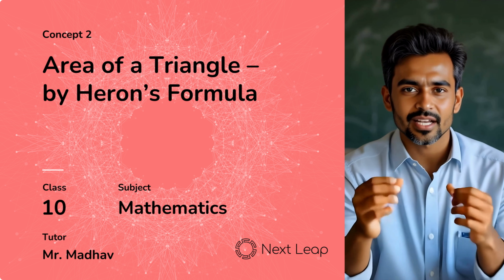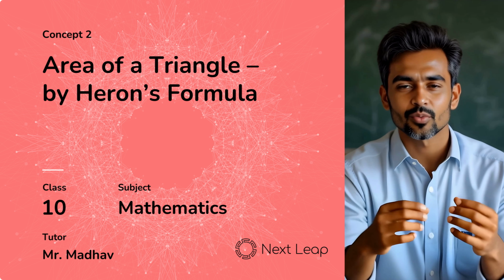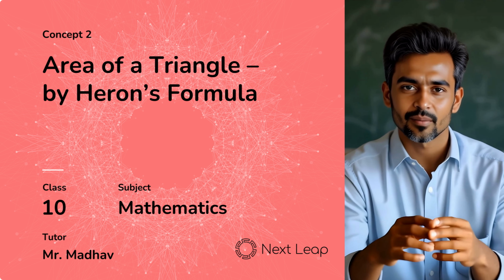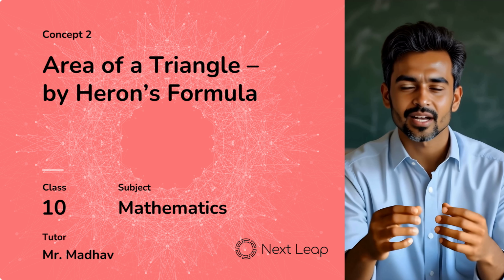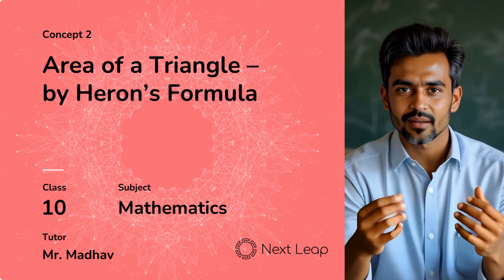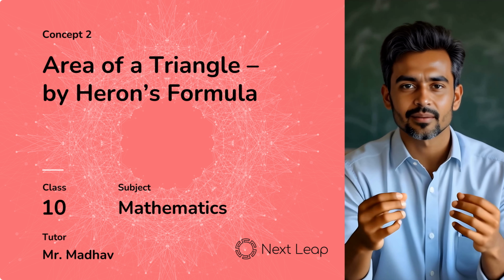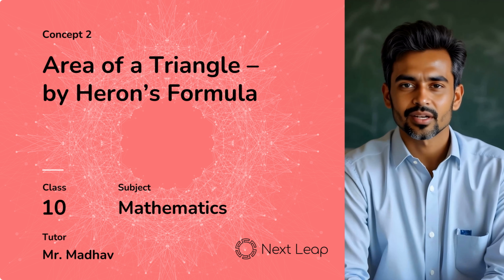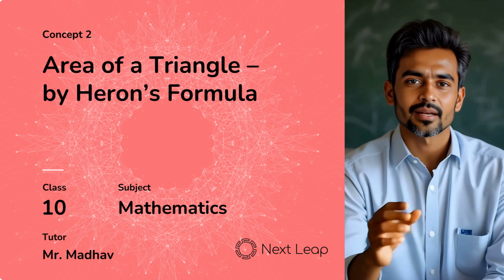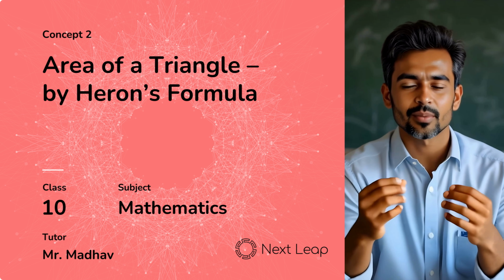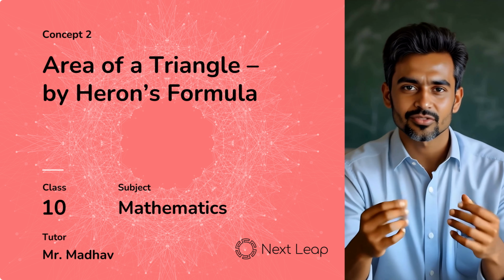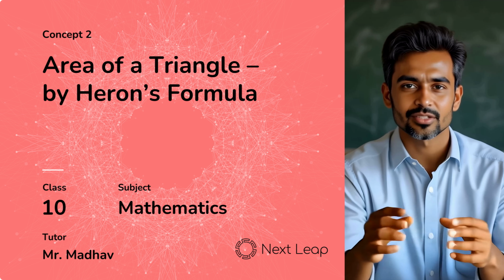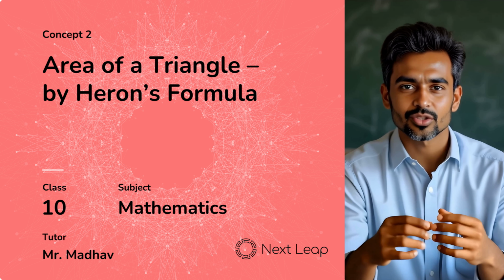So, what is Heron's formula? It's a clever way to find the area of any triangle when you know all three sides, but not the height. Suppose the sides of a triangle are A, B, and C. The first step is to find the semi-perimeter, which we call S. And what is S? It is half of the perimeter, the sum of all sides divided by 2. In other words, S equals (A plus B plus C) divided by 2.